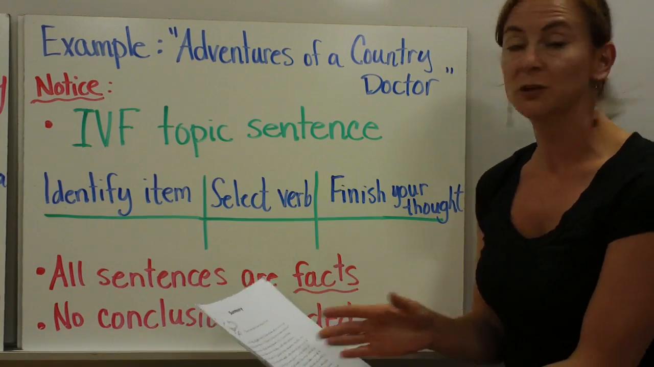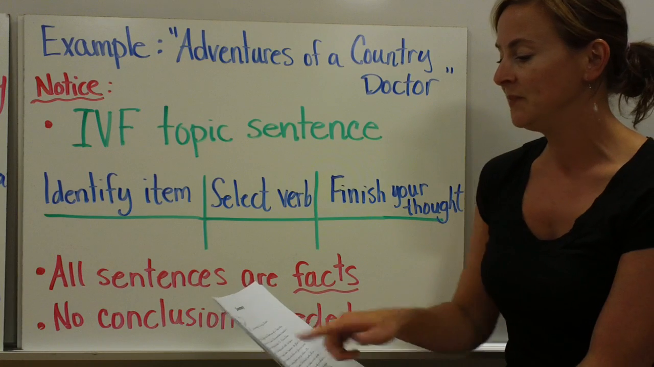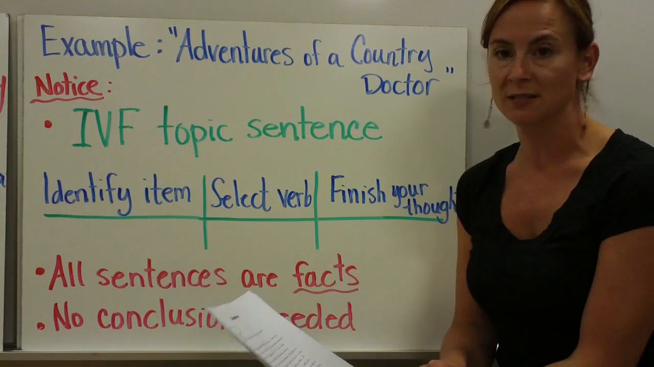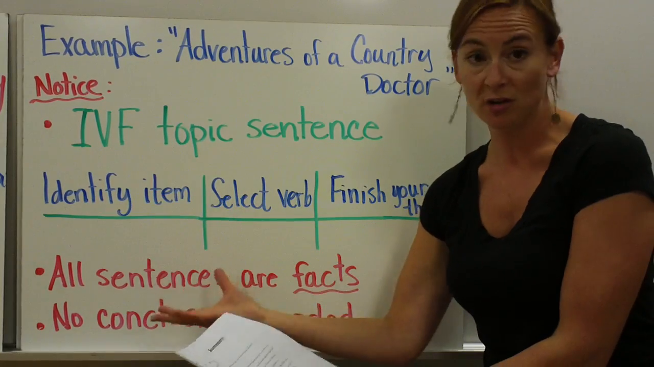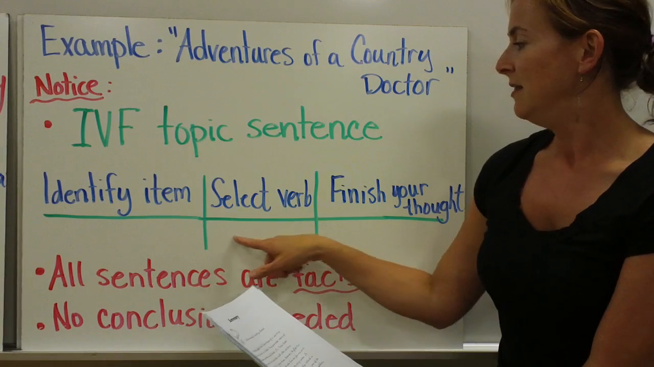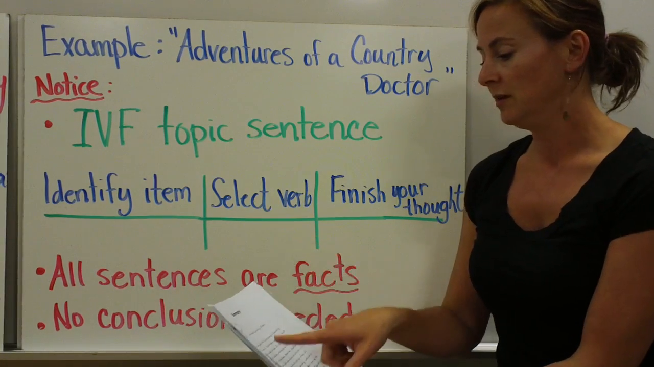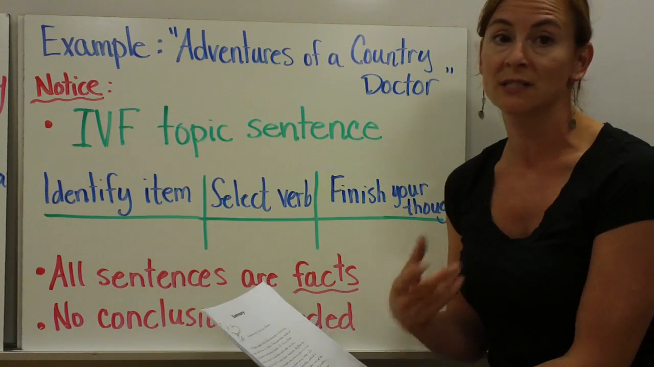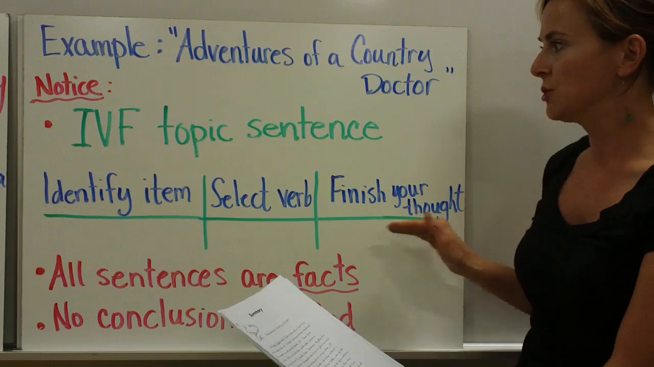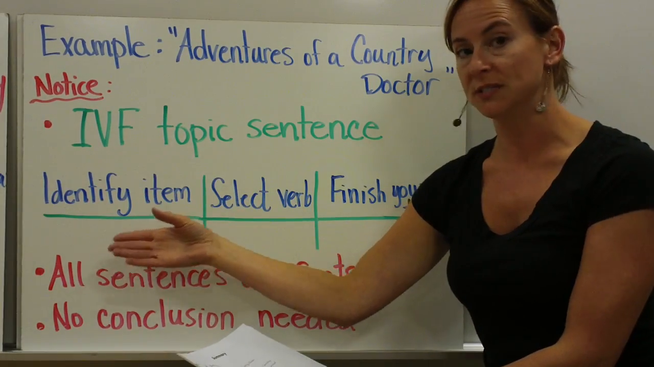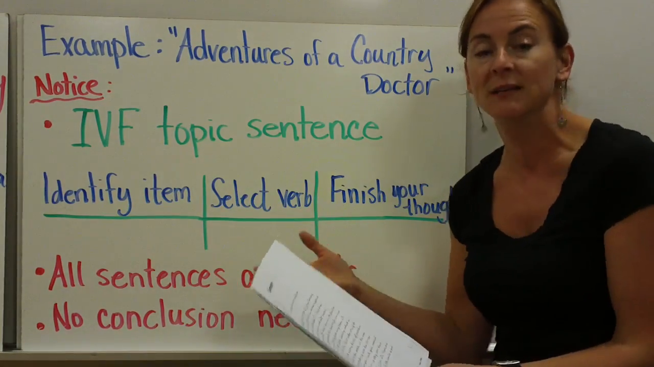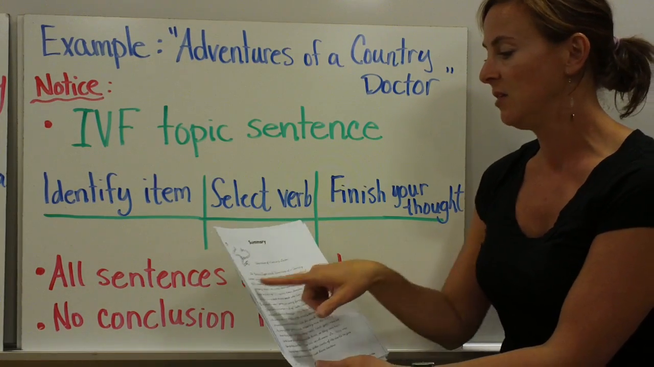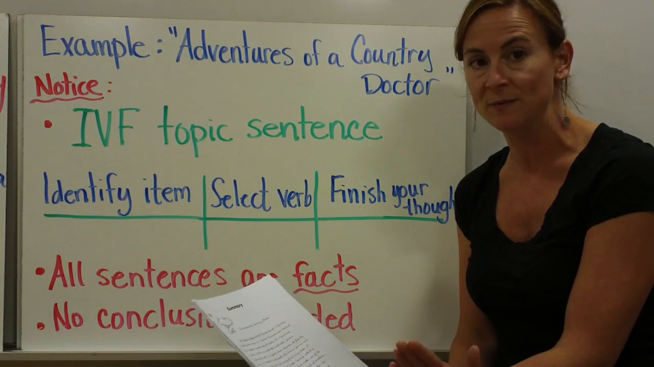So if we take a look at the first sentence in Adventures of a Country Doctor, it says, the Reader's Digest article, Adventures of a Country Doctor. That's the item. It's the article that you've read. Then the next step is to select the verb. You'll see that the verb is explains. So this article explains. And then finish your thought. The article Adventures of a Country Doctor explains, what does it explain? So to finish your thought, we notice it says how Dr. Richard Paris provides medical help to people in remote areas of Idaho.